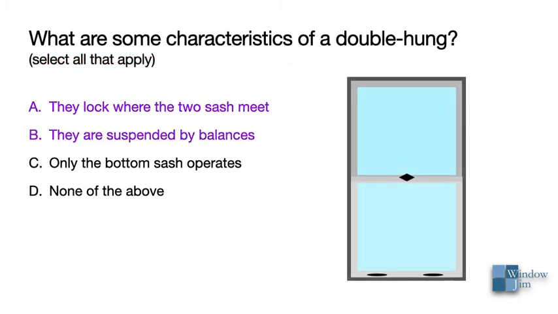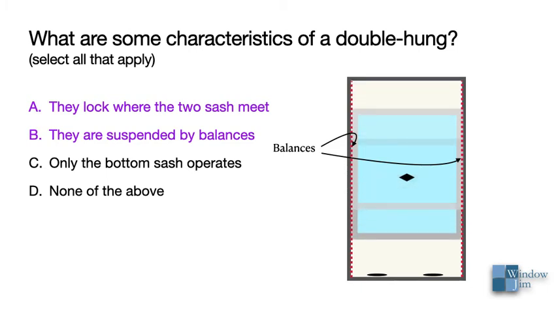A and B are the right answers. The two sash lock to each other where they meet, and the balances, located in the sides of the frame, assist with lifting and hold the sash in place when released. Only the bottom sash operates on a single hung, yet they both operate on a double hung.